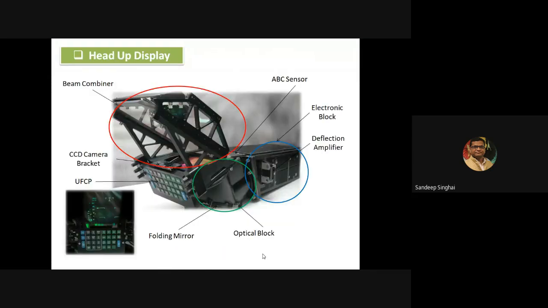Now what is a head-up display all about? This is the one which we have currently installed on the aircraft, and something which is very much available in the public domain, and I can safely tell a lot of things about it. However, as on date, we are working on newer versions of this, which are more advanced in terms of optical design, in terms of other parameters.